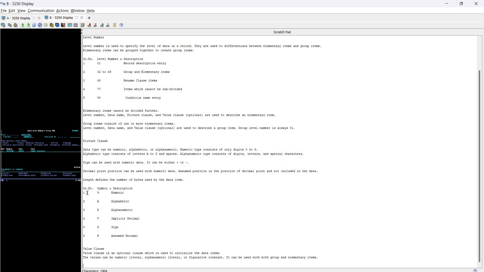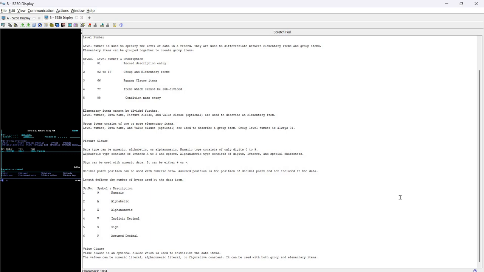Now how will we identify the data type? Focus on this table. If we are using the symbol 9, then it is numeric. If we are talking about capital A, it is alphabetic. If we are talking about X, it is alphanumeric. If we are talking about V, it is an implicit decimal. If we are talking about S, then it is a sign value. And if we are talking about P, it is an assumed decimal. So these are all the things related to the picture clause.